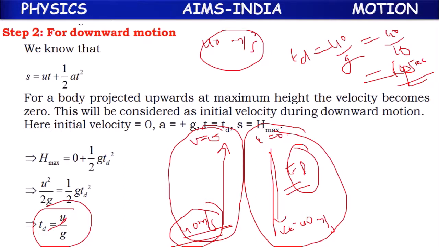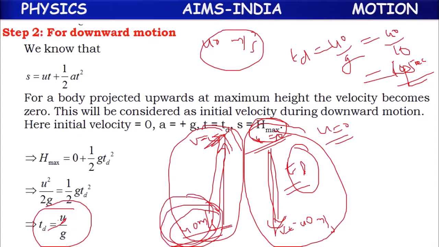While calculating TD, we should not take this u value, because while coming down, the u value is always 0. For a vertically projected body, what is the time of descent? The initial velocity of projection is the u value here, not the other value.